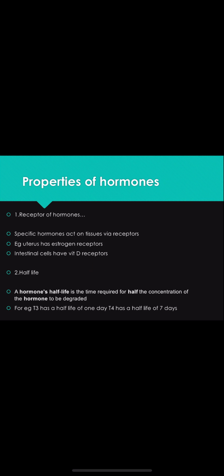The second property is half-life. So what is a half-life? A hormone's half-life is the time required for half the concentration of the hormone to be degraded. So for example, T3 has a half-life of 1 day and T4 has a half-life of 7 days. That means the hormones that have shorter half-lives need to be sent in the blood circulation more often as compared to the ones which have a longer half-life.